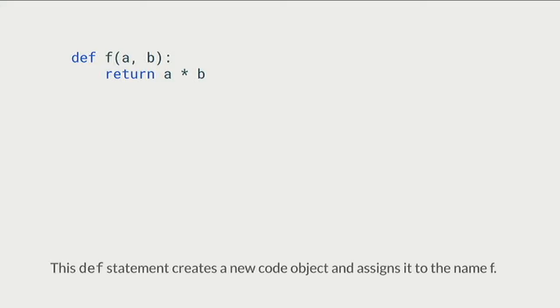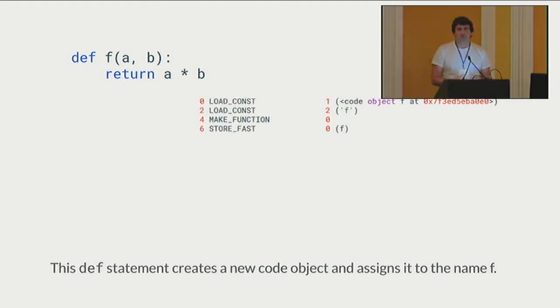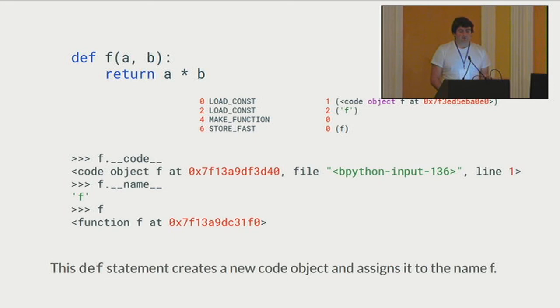So what happens when we run this particular def statement? If we use the dis module, or the dis package, sorry, to look at what's happening under the hood, we see that we're creating two constants. One of them is a code block, and one of them is simply a name, f, and we're just assigning that code block to be accessible at that name, f.